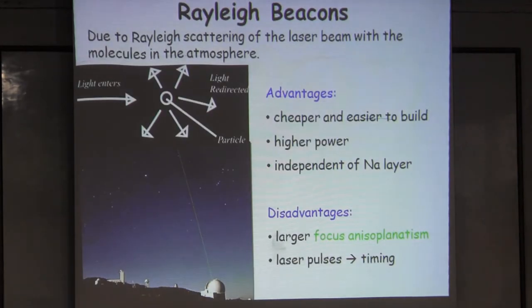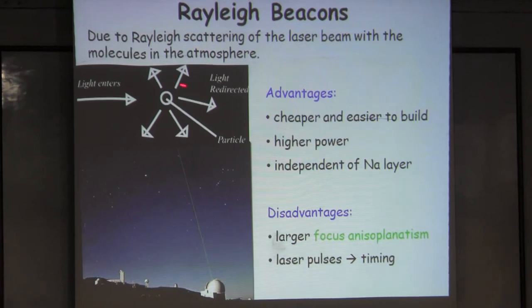So people have been thinking about other solutions, in which you can also use very high power lasers. But then you just shoot up the laser and you get Rayleigh scattering of the atmosphere. Right? You just shine the laser into the atmosphere and, of course, Rayleigh scattering is mostly forward scattering, but some of the light will be backscattered. And this is the light we see.